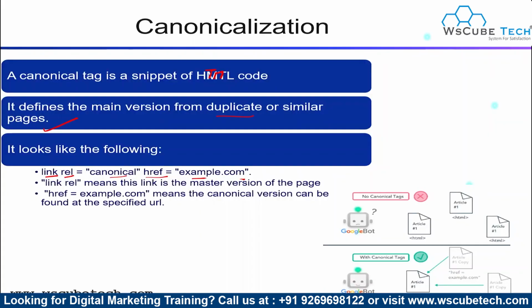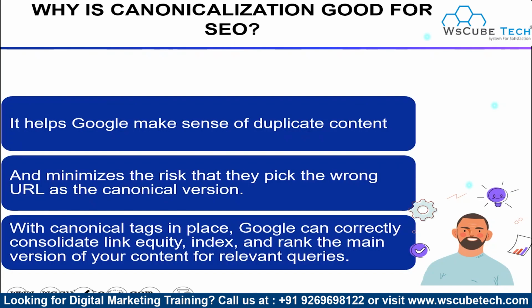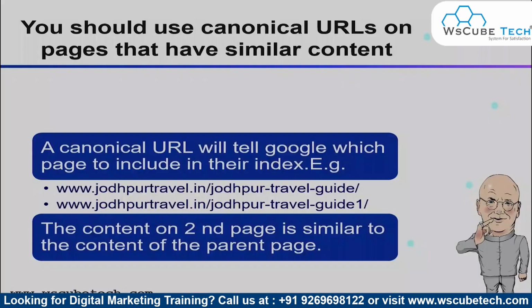So now let me show you why canonicalization is good for SEO. Because it helps Google make sense of duplicate content and minimizes the risk that they pick the wrong URL as a canonical version. With the canonical tags in place, Google can correctly consolidate link equity, index, and rank the main version of your content for relevant queries.